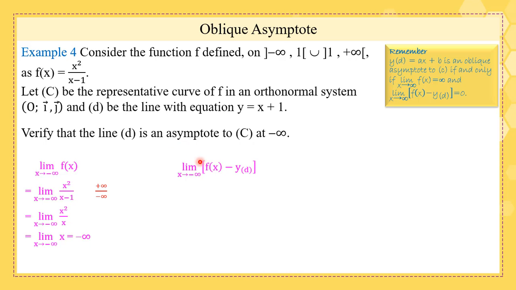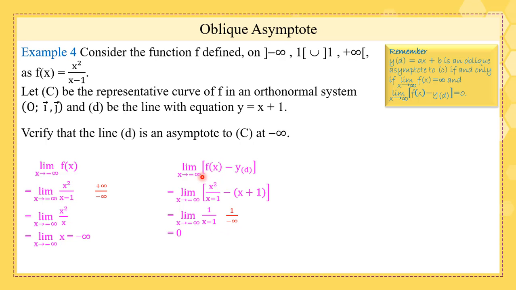Now we find the limit of f of x minus y of d as x tends to minus infinity. Now we should have the same kind of infinities here. This would be the limit of x squared over x minus 1 minus x plus 1, and x plus 1 comes from the equation of the line. If we simplify, we get the limit of 1 over x minus 1, and 1 over infinity is 0.